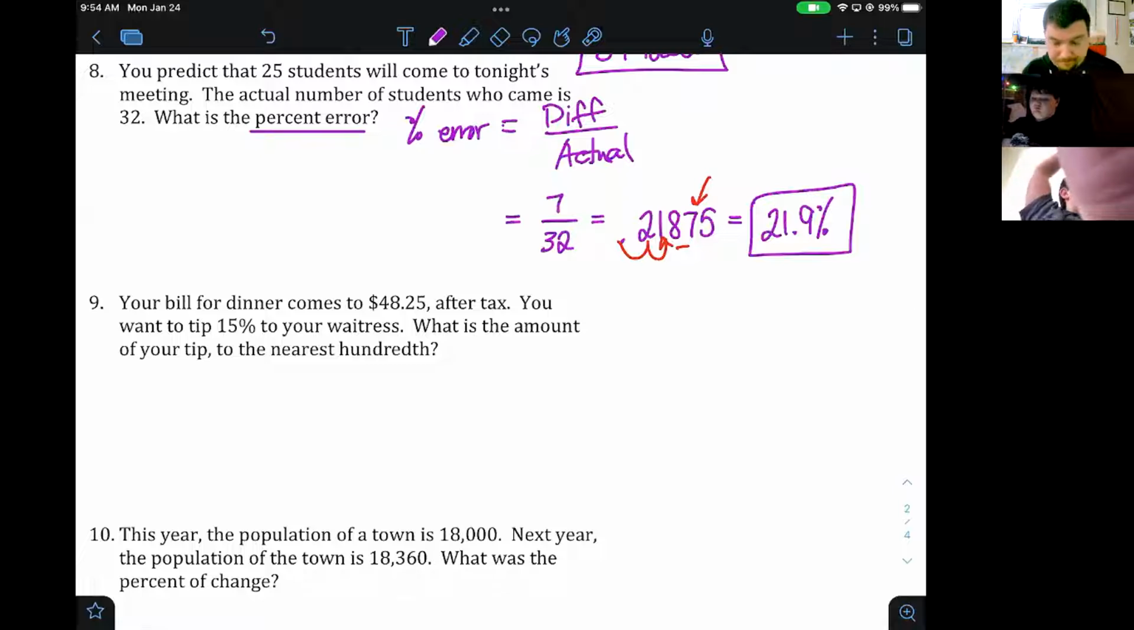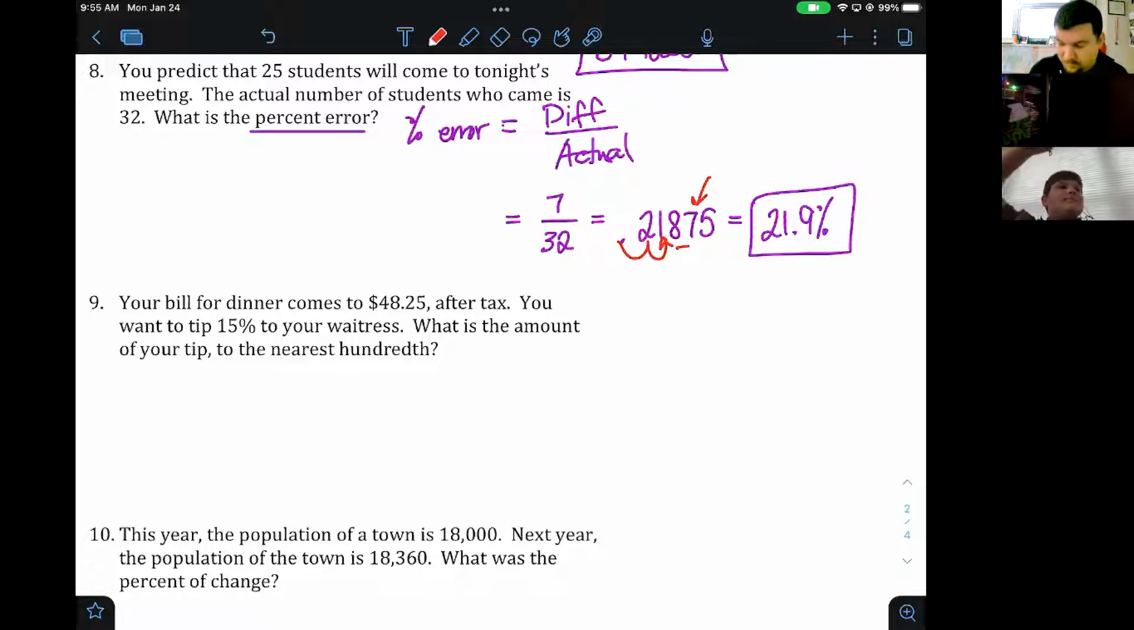All right, number 9. Your bill, oh, I guess the bells are still working. Your bill for dinner comes to $48.25 after tax. You want to tip a 15% tip to your waitress. What is the amount of your tip to the nearest hundredth?